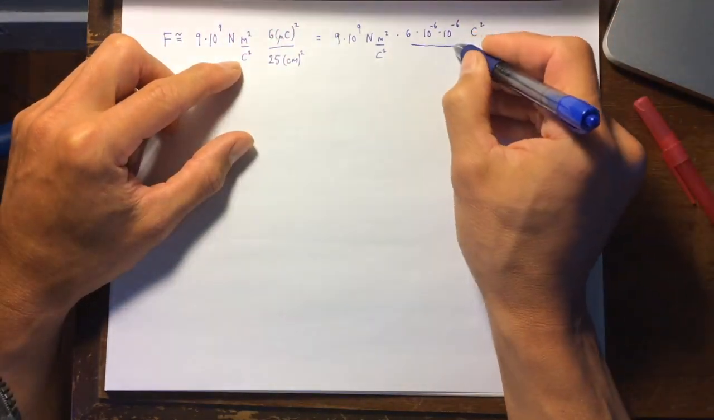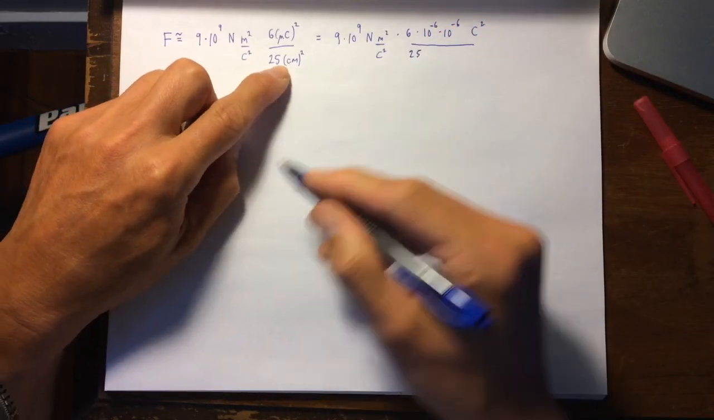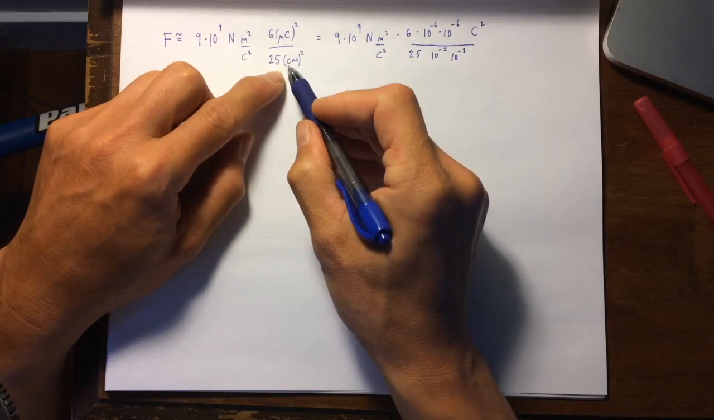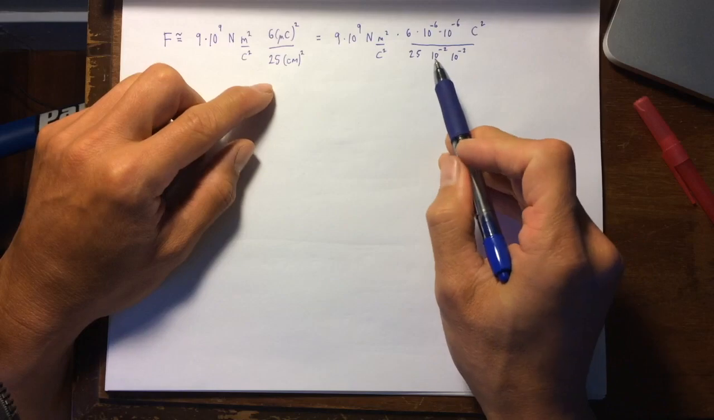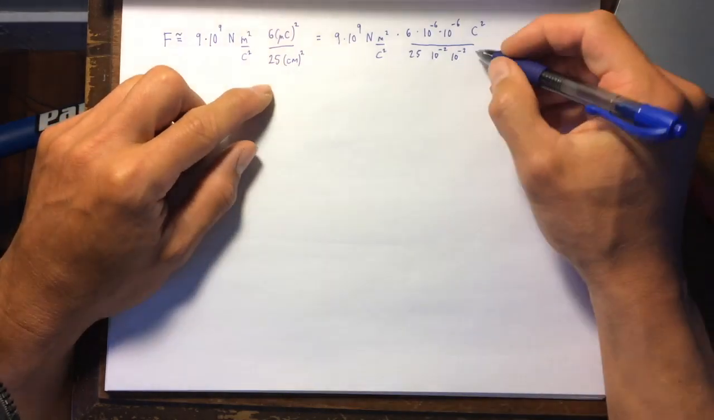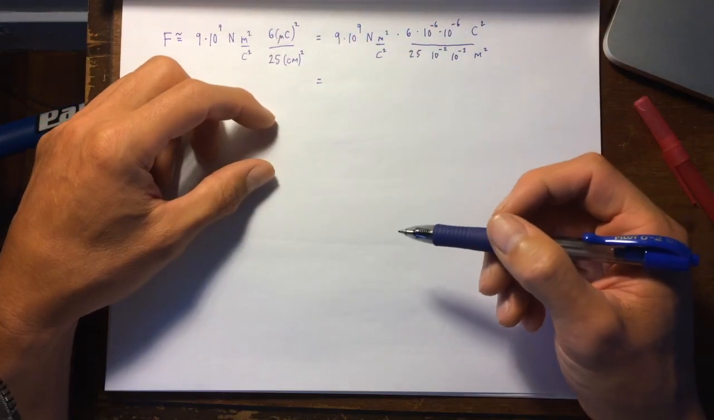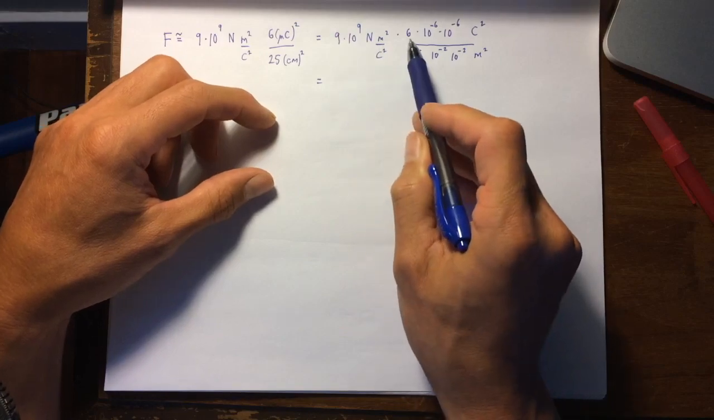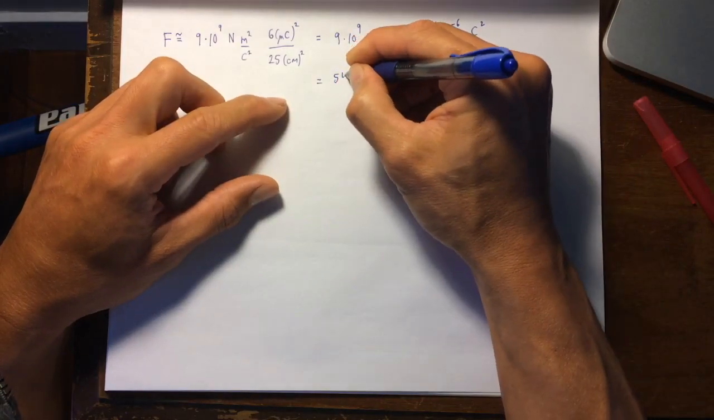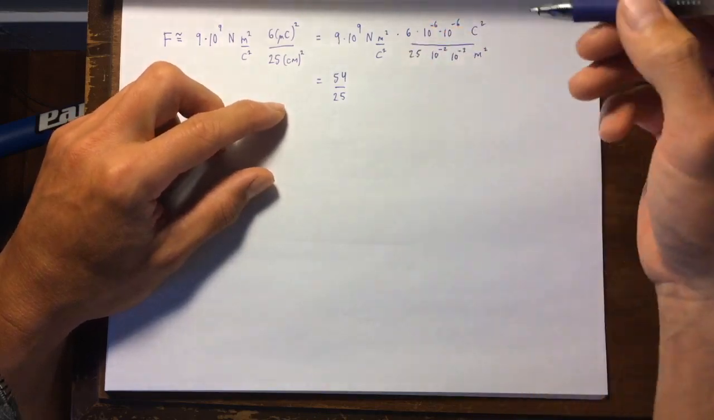And then I divide by 25 times the centi squared, 10 to the minus 2, 10 to the minus 2, right? Centi means 1/100th. So these are 1/100th, 1/100th. There are 2 of them because of the square. And then meters squared. And so if I continue, I've got 9 times 6, 9 times 5 is 45, 54. So 54 over 25, right? 54 over 25. Can you see what happens?